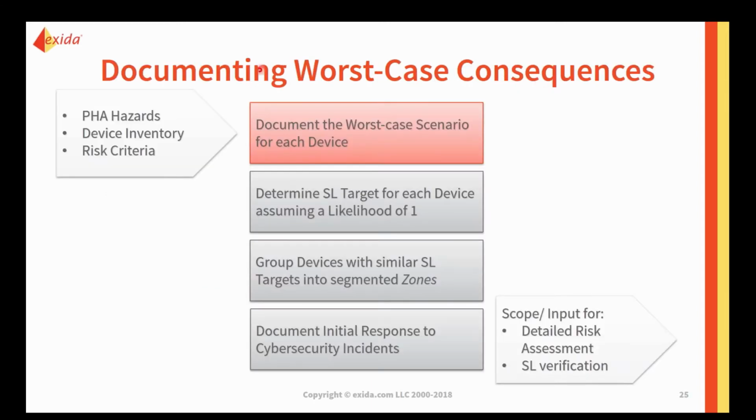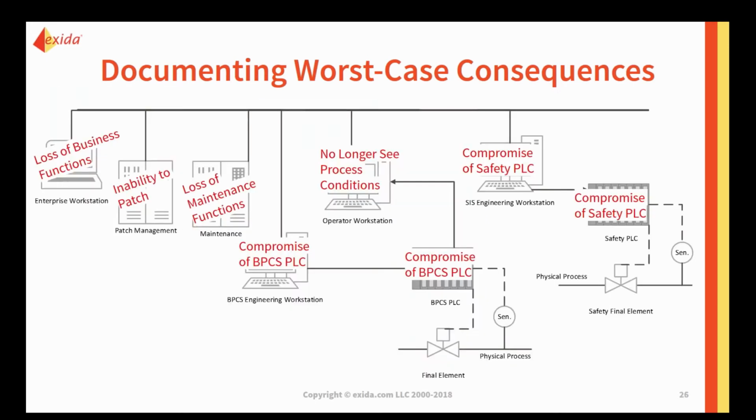Next, when we talk about documenting the worst-case scenario for each device, we went through and did this last time as we went through the example, looking at, if we lost each device, if it was compromised, what would the overall consequence be? When we go through the tool, we'll do this more in depth, but just to show how it can be done, we'll look at a screenshot of the exSILentia tool on the next slide. But it's important to note that based on the specific tool or the specific devices, the consequences can be very different.